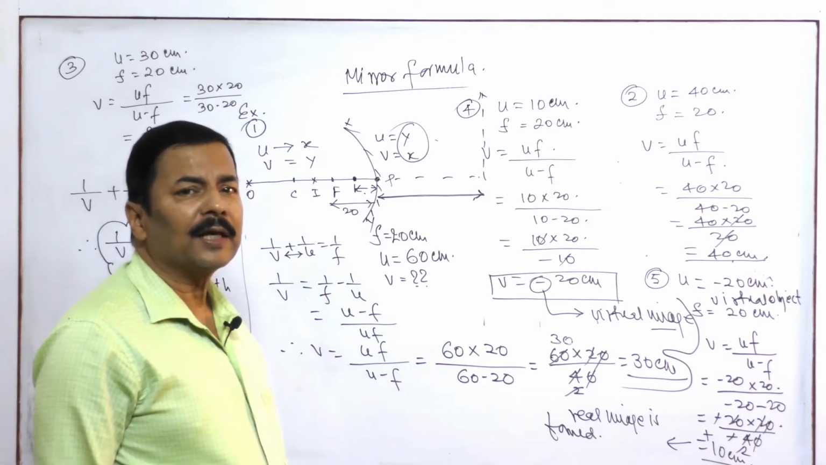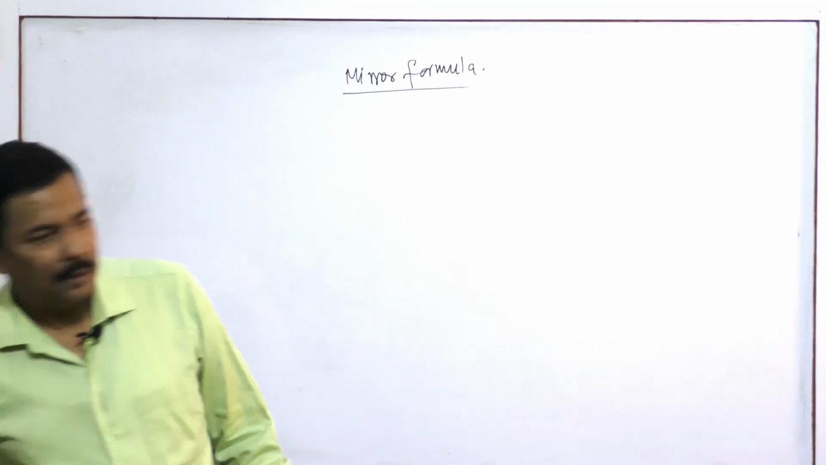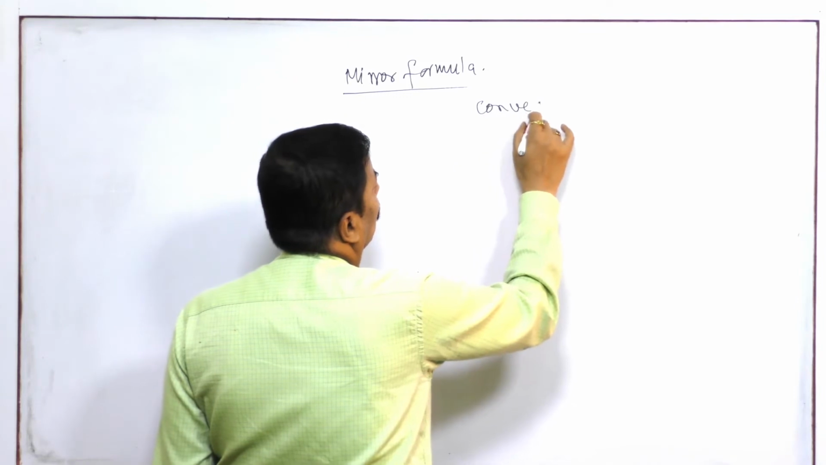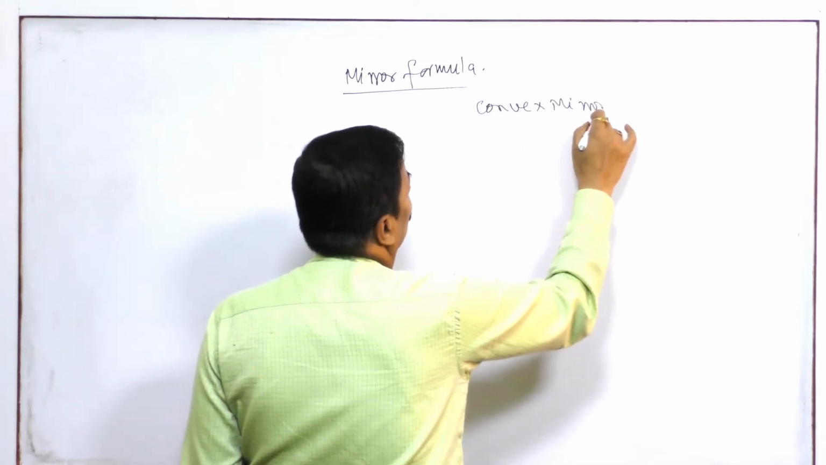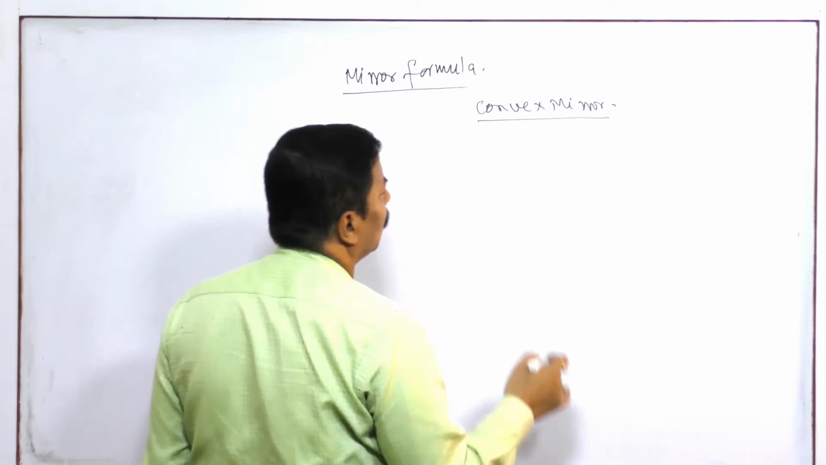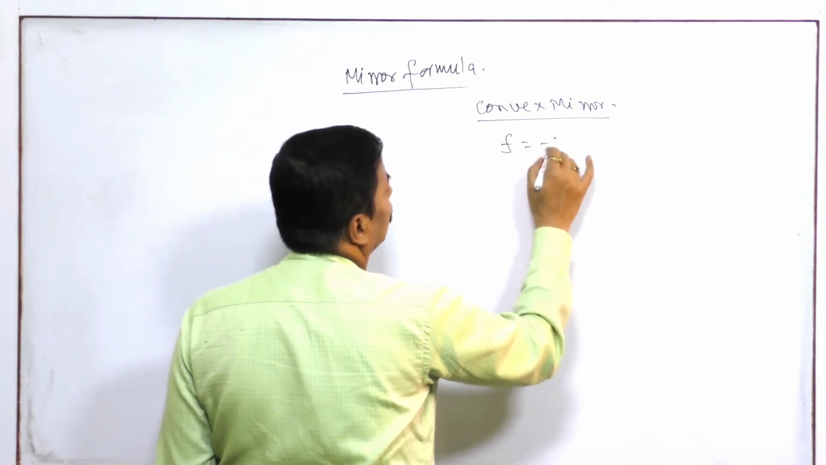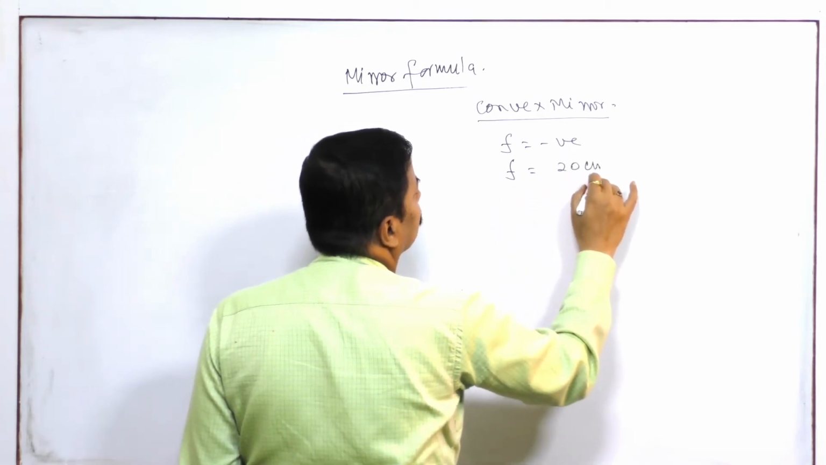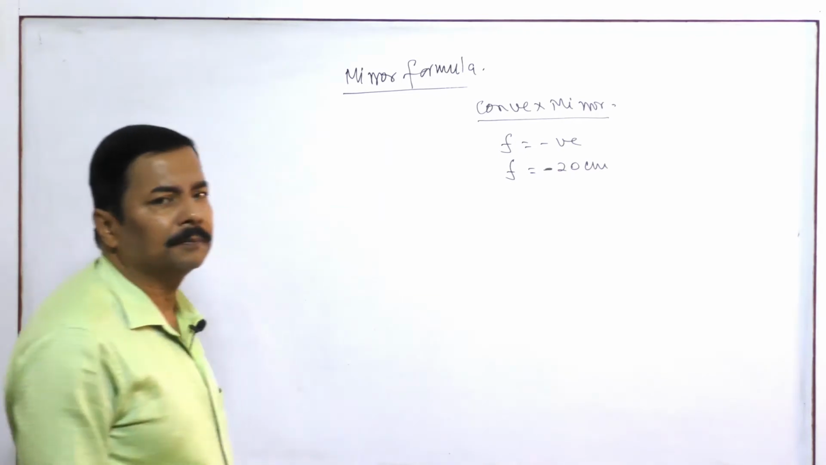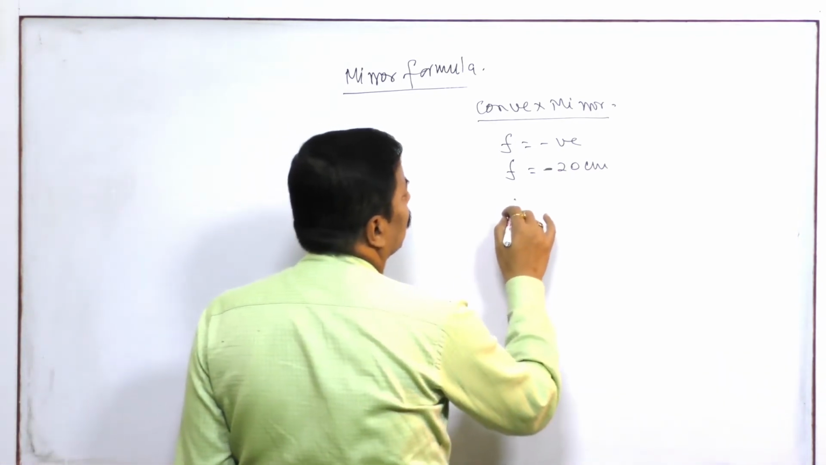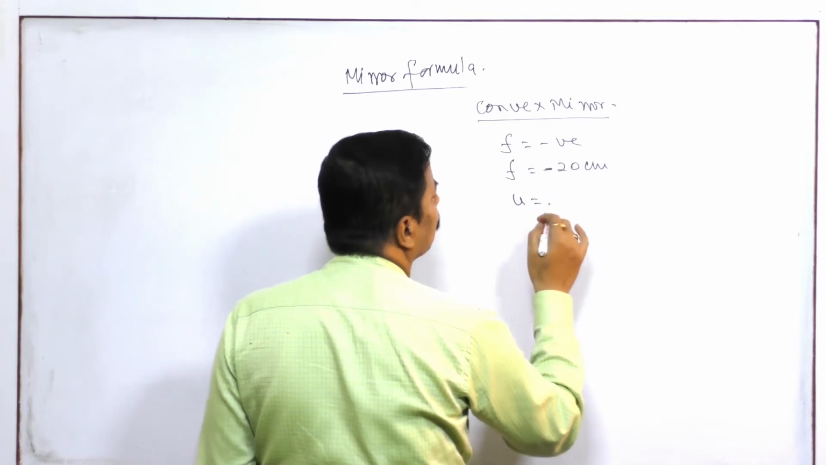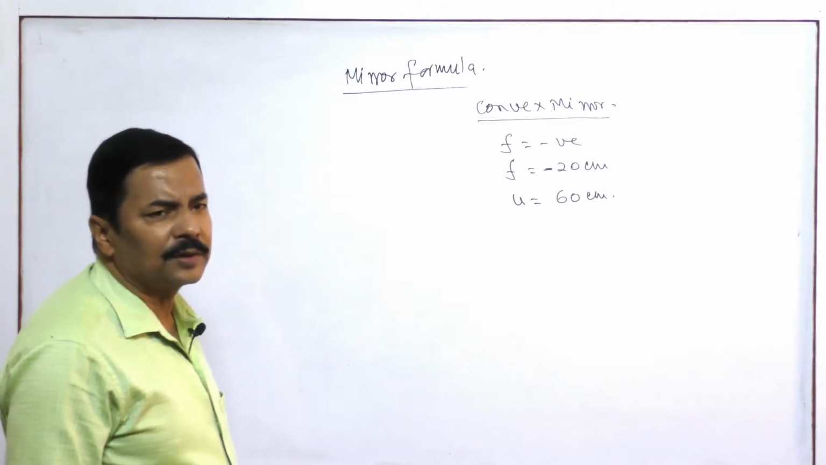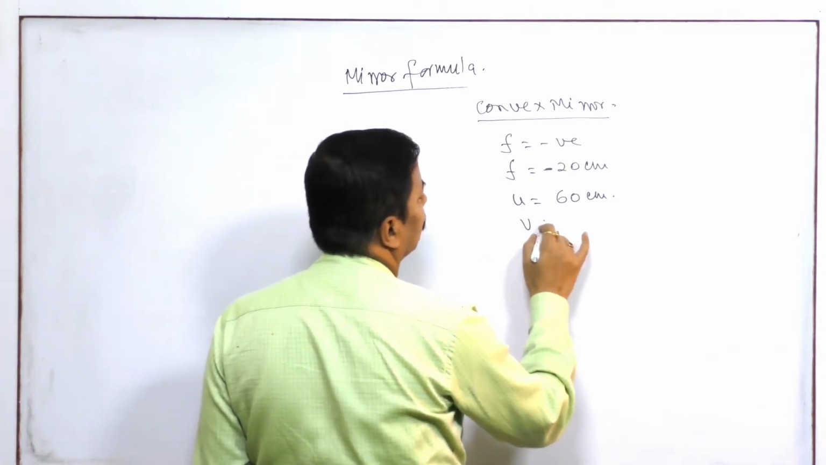Now we will see the case of convex mirror. In convex mirror, what have we observed? We have said that focal length should be negative. Suppose f is 20 centimeter, so it is negative, so we will take minus. Suppose u is equal to 60 centimeter. If u is equal to 60 centimeter, find the position of the image.